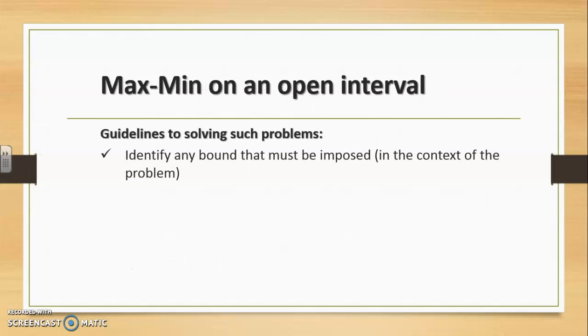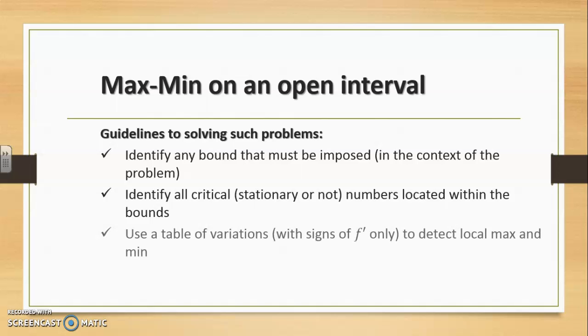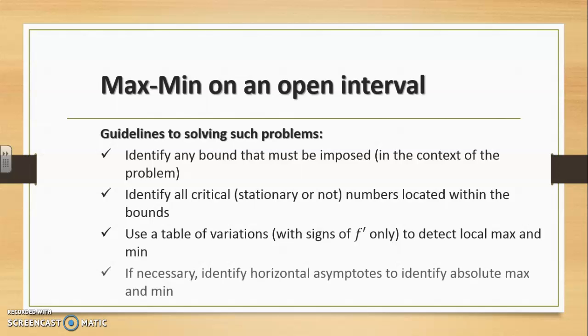So guidelines are, first of all, identify any bound that must be imposed. Although we are talking about open intervals, occasionally we will be limited perhaps on one side or on the other. We'll identify all critical points, all critical numbers that are located within the bounds. And we're going to use a table of variations to detect max and min. You can actually do a quick curve sketch of the function in order to visualize where the max and mins could occur, perhaps compare 2 or 3 different local mins, local maxes.